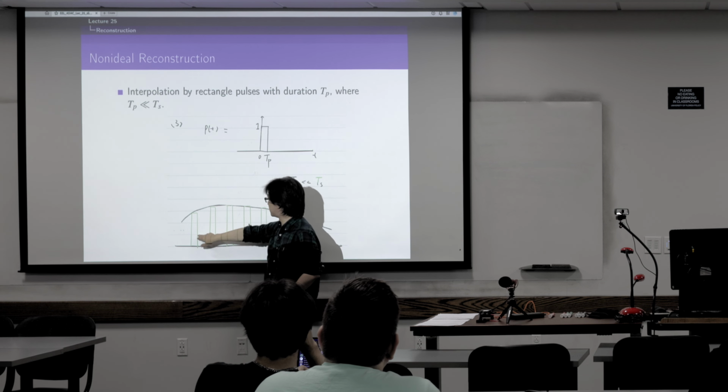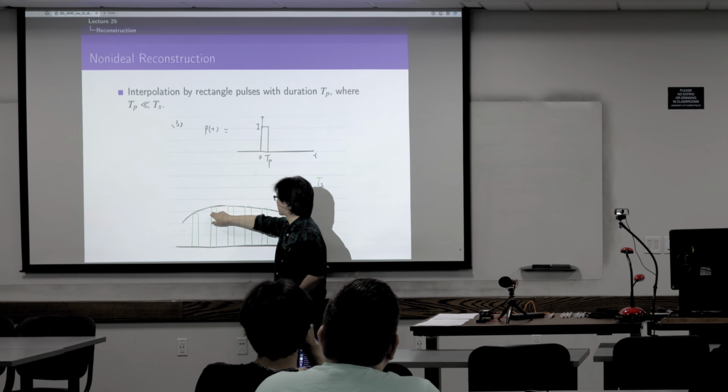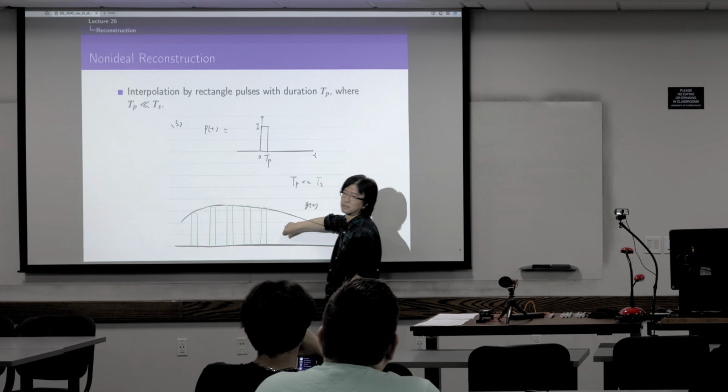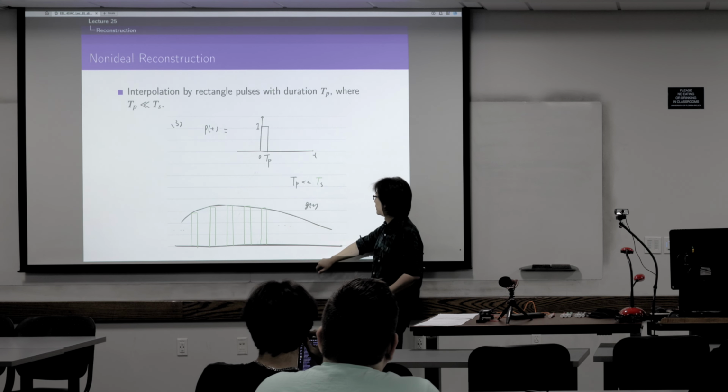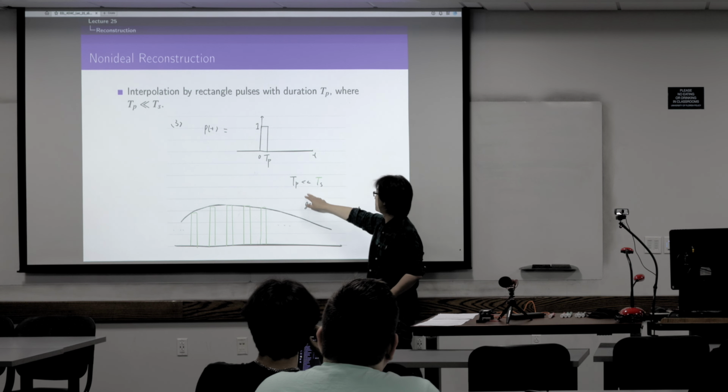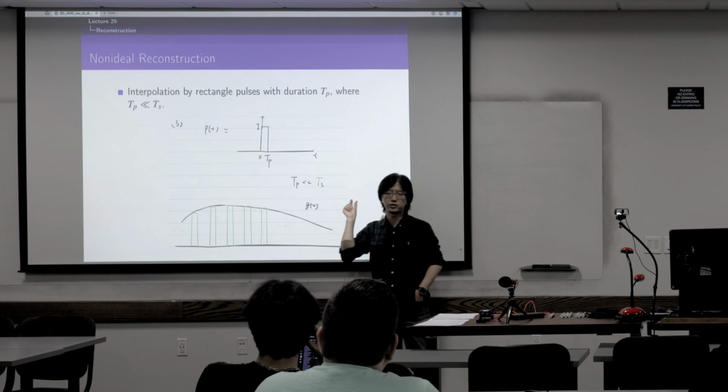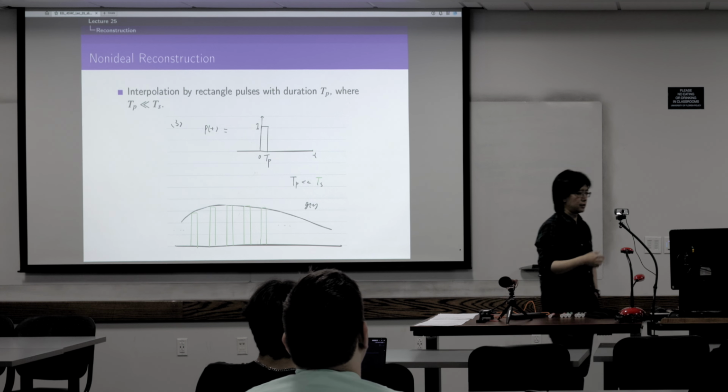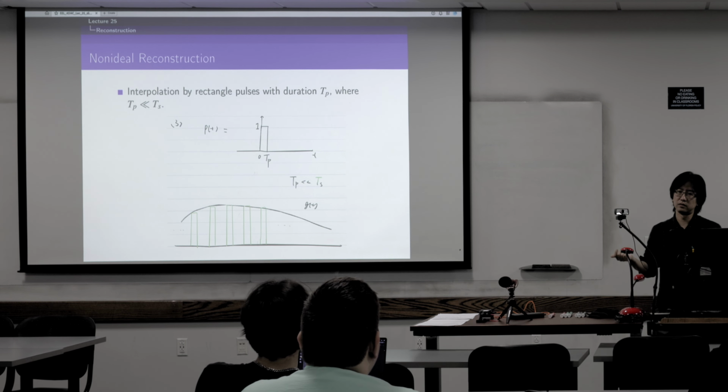So we have something very similar, but before, they were all connected, and now we have a bunch of pulses here, right? And this is not hard to implement, right? And our assumption here is TP is much less than TS, right? Make it much shorter, all right? And what's the problem by doing this? It also has a problem, right?